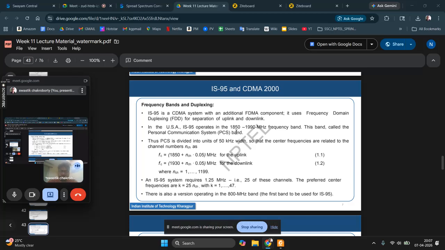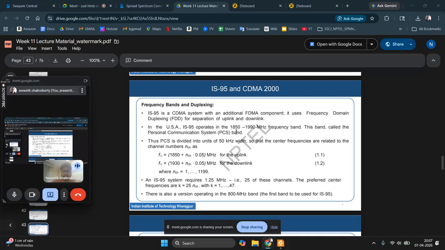This band is called the Personal Communication System band. The PCS band is divided into units of 50 kilohertz width, so that the center frequencies are related to channel numbers such as fc equals 1850 plus NCH times 0.05 for the uplink and fc equals 1930 plus NCH times 0.05 for the downlink. So for uplink and downlink, the channel number can be correlated with the center frequency with this formula. So an IS95 system requires 1.25 megahertz, that is 25 of these channels.